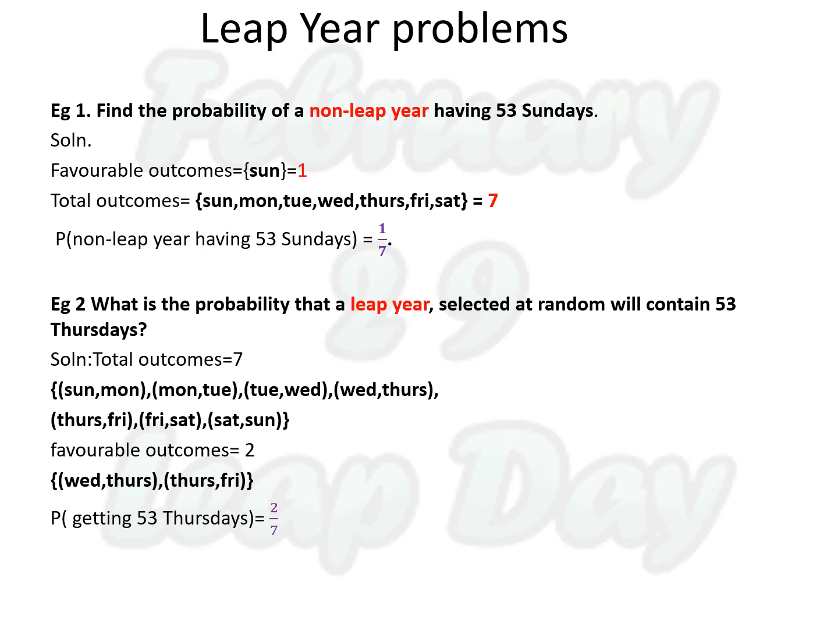Next is question 2. What is the probability that a leap year selected at random will contain 53 Thursdays? So we have total outcomes as 7 and favorable outcomes will be 2 because Thursday will come in 2 pairs, Wednesday-Thursday and Thursday-Friday. So the probability of getting 53 Thursdays will be 2 by 7.